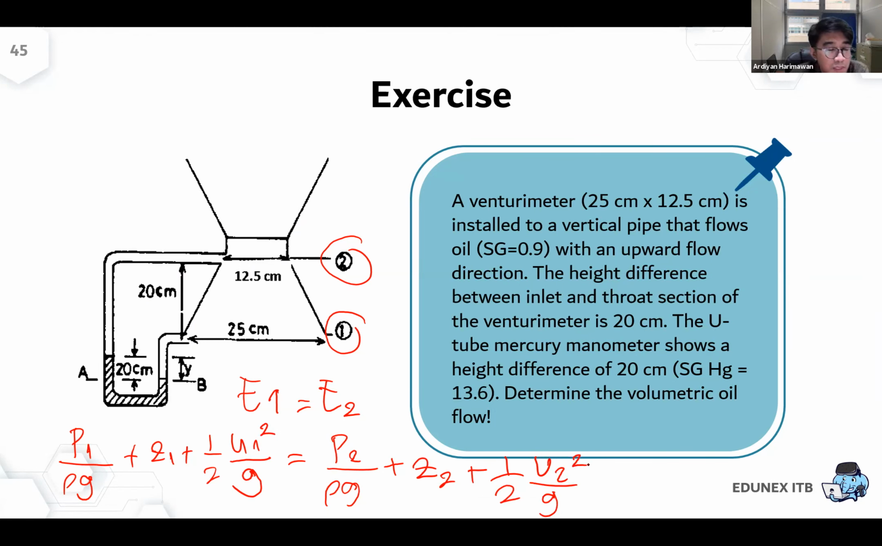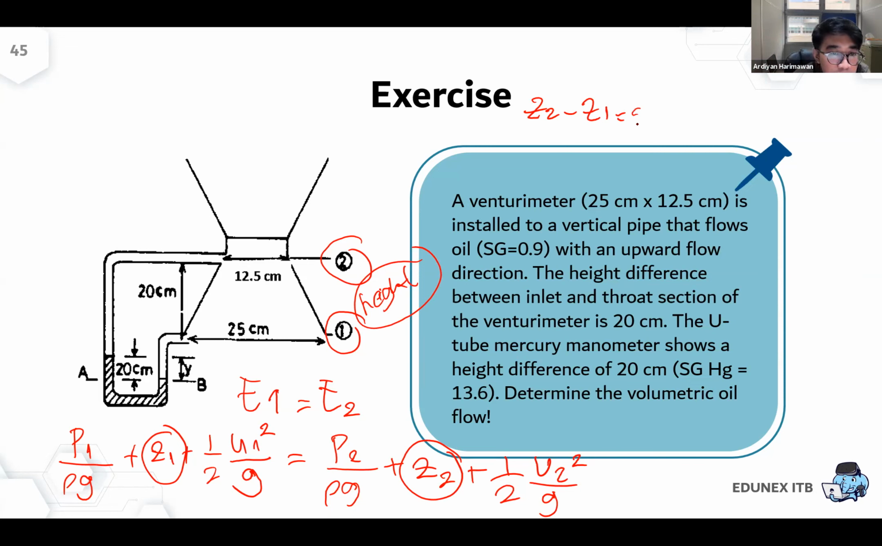Yeah. But the one that you need to pay attention to is between point 1 and point 2, there is a height difference. It means the potential energy will not be constant. So this one and this one cannot cancel each other. If you take the baseline at point 1, so Z2 minus Z1 will be how much?